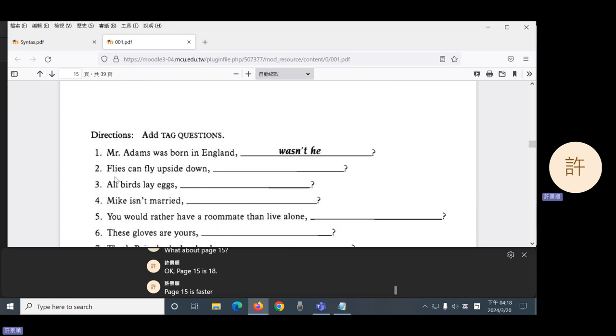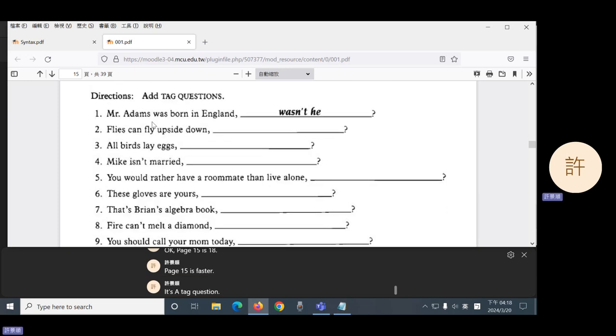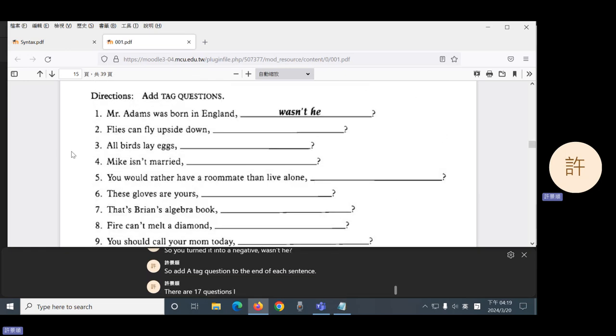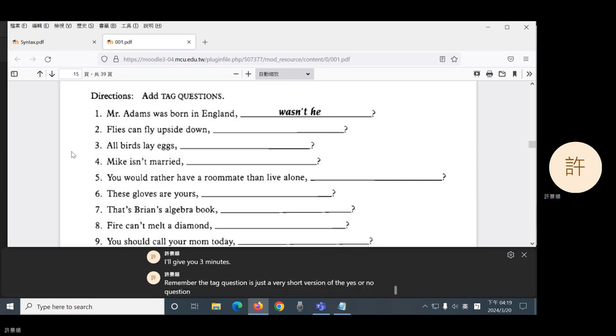Page 15 is faster. It's a tag question. All right, so Mr. Adams was born in England, and then you want to confirm. So you turn it into a negative. Wasn't he? So add a tag question to the end of each sentence. There are 17 questions. I will give you 5 minutes. Do you need 5 minutes? I'll give you 3 minutes. Remember, the tag question is just a very short version of the yes or no question in the negative.